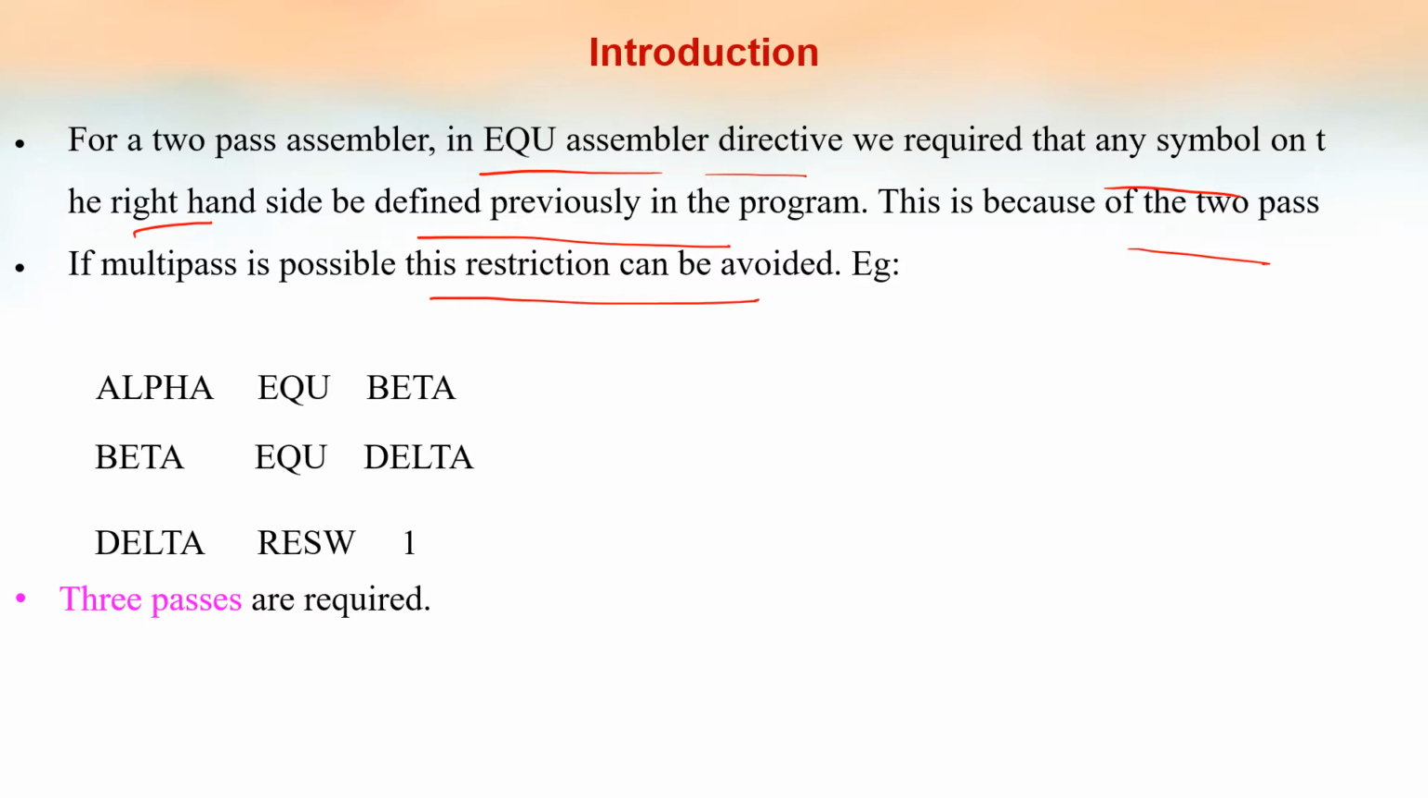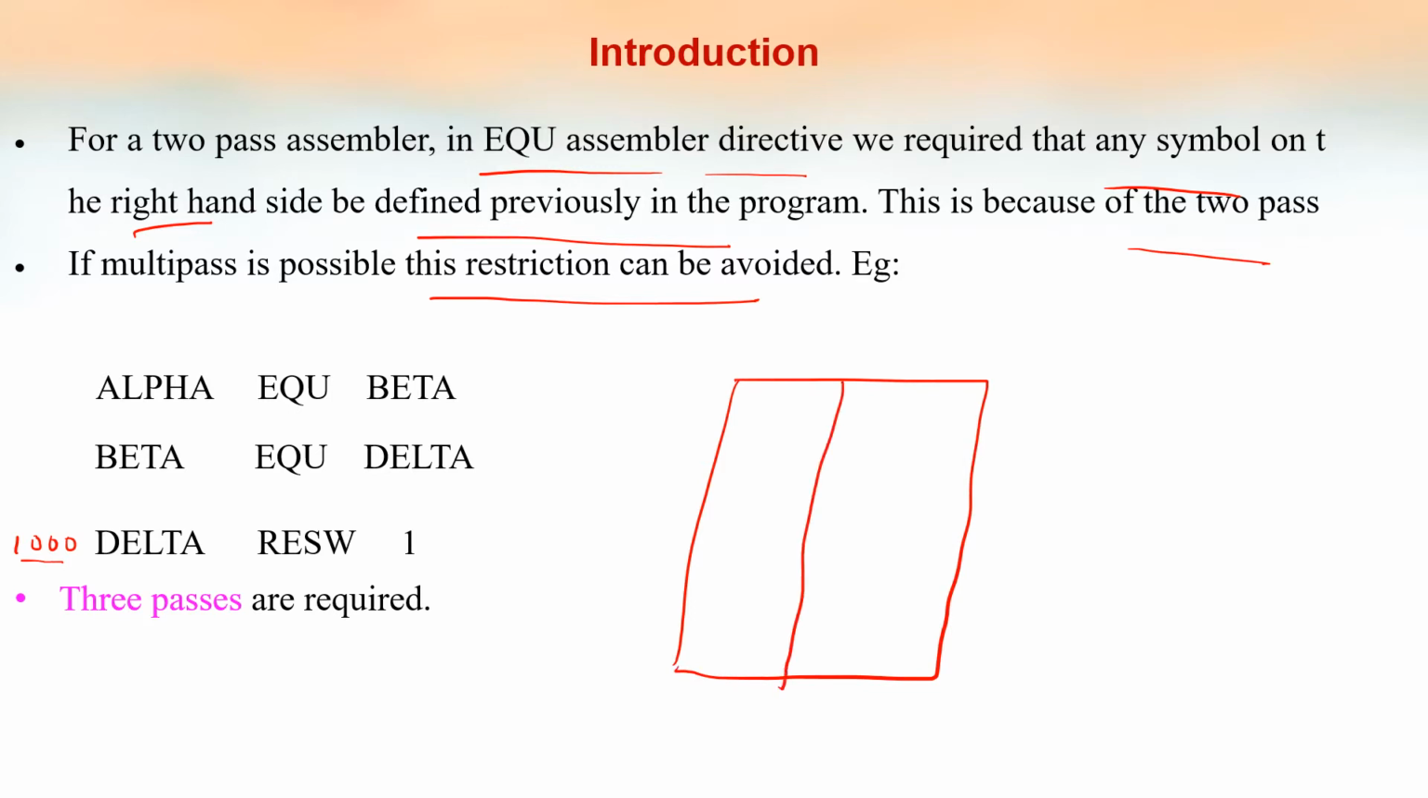So how many passes are required to resolve these symbols, means to get the value of the symbols? For example, delta RESW 1: here only the address of delta is obtained, the symbol value of delta. For example, if it is 1000, at this point of time only delta's value is obtained. So if we consider the symbol table, how will the entries look?